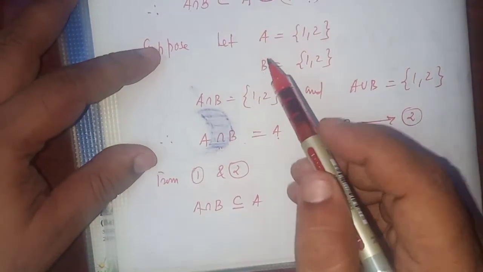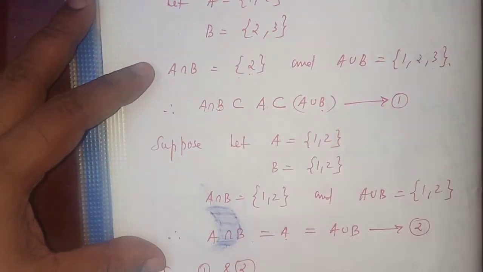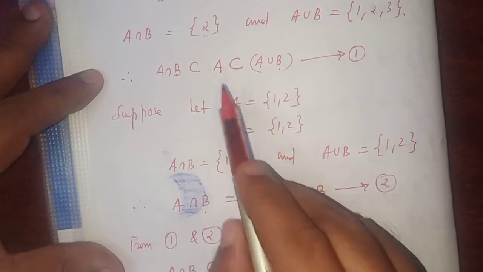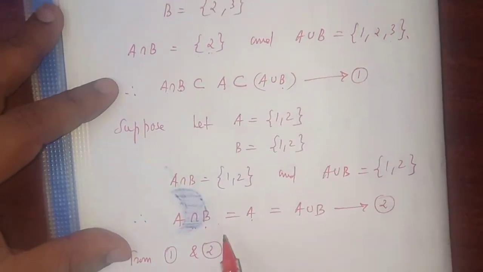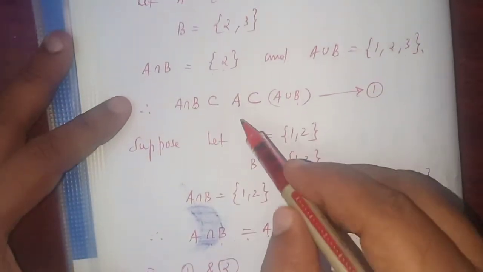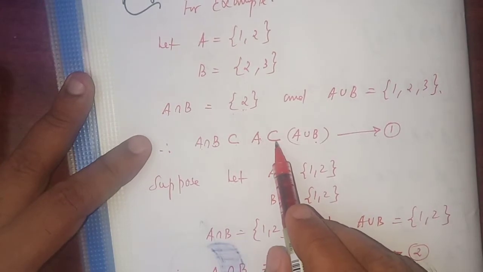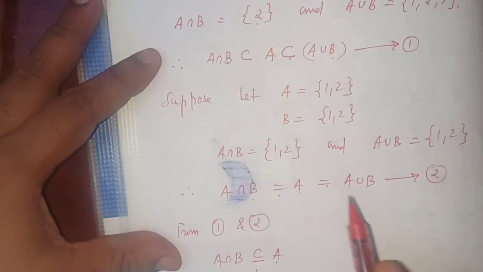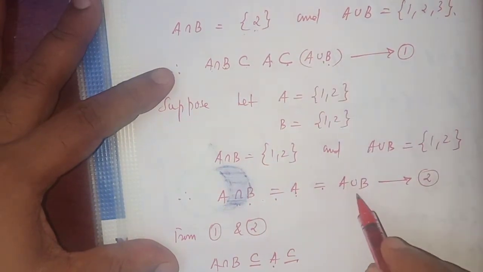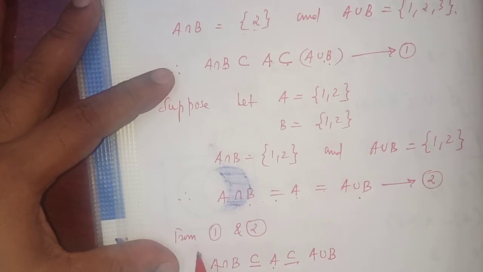Again I tell you, A intersection B here, here also A intersection B. Then here subset, here equal, together subset or equal. A, here also A. Here subset, here equal, together subset or equal. A union B, write A union B. This is the final result.